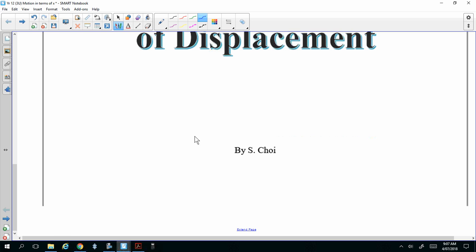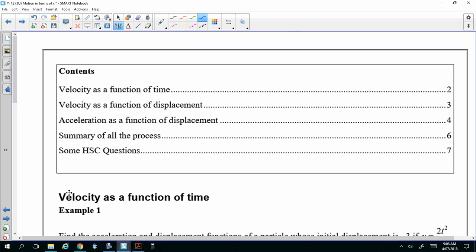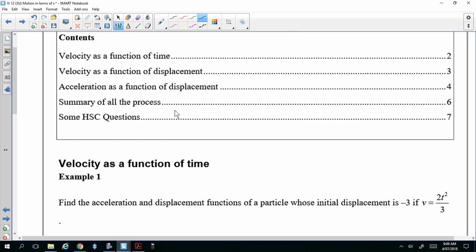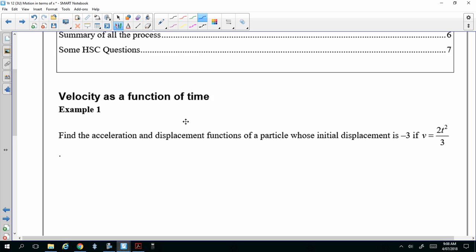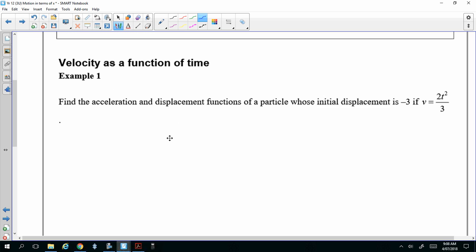Going to go down to, these are the work we'll do. We'll also do some HSC questions today. So velocity as a function of time, we've been doing that. So let's review this concept again.